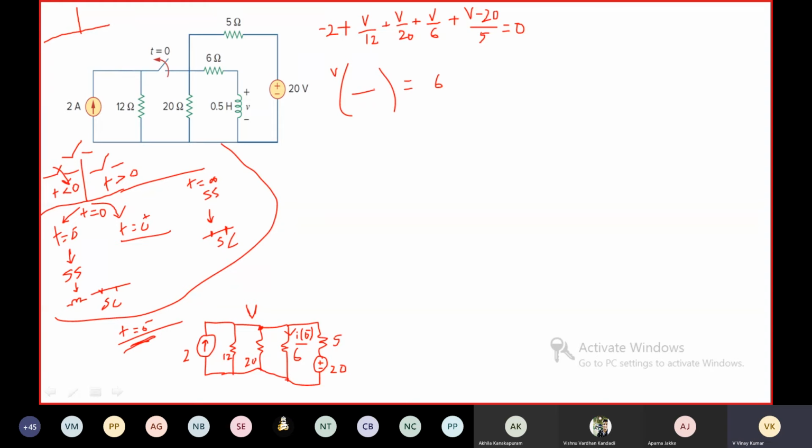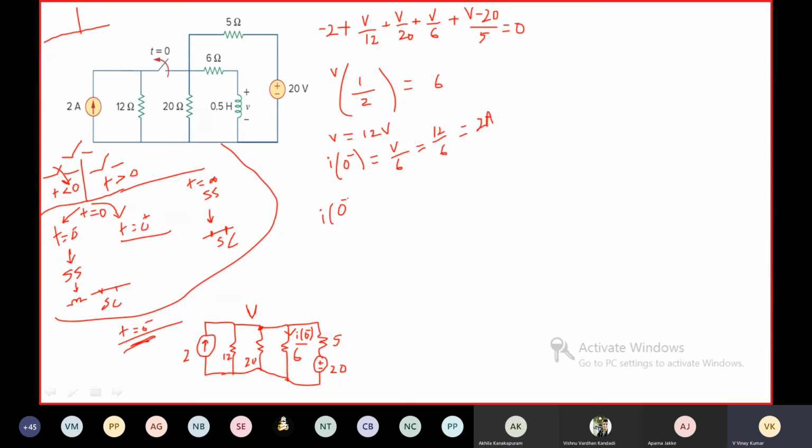Okay, 1 by 2. So V is equal to 12 volts. Then what will be I of 0 minus? I of 0 minus is equal to V by 6, which is equal to 12 by 6, which is equal to 2 amps. So I of 0 minus is equal to 2 amps.